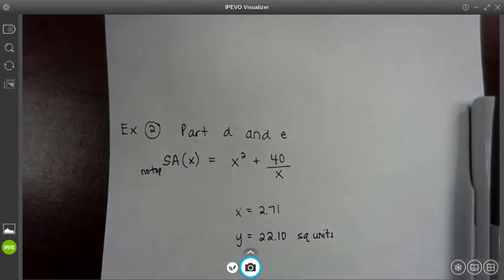So again, if they're going to ask you to find the largest or smallest value, you're really just looking to find local maxes and local mins, those dips or those peaks on the graph.